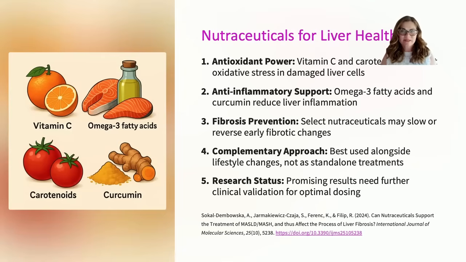You can get vitamin C from citrus fruits, bell peppers, and leafy greens. It's really important to reduce that inflammation. Number two, omega-3 fatty acids, represented by salmon and some healthy oils, are well-researched anti-inflammatory oils. They help reduce liver fat and slow the progression of fibrosis, especially in people with MASLD. Good sources include fatty fish like salmon, flax seeds, walnuts, or omega-3 enriched eggs.